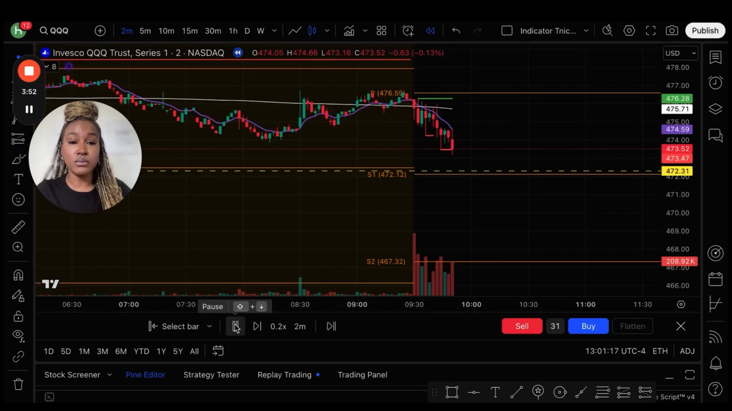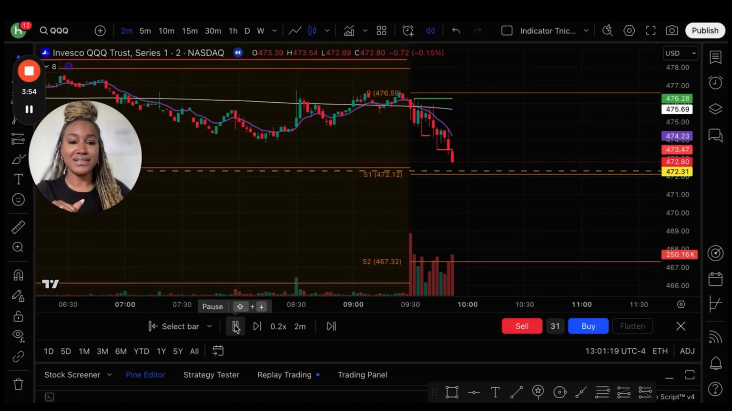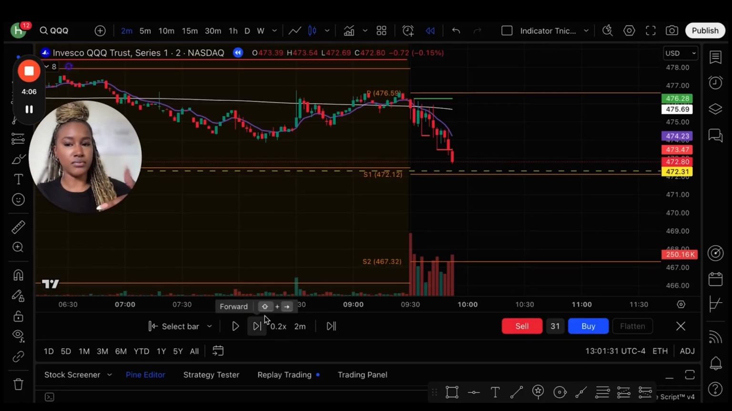So I'm looking for price to get down to my targets. This is a nice move down, nice candle down. I'm looking for it to get to these targets. Once again, those levels are there to let me know, hey, the play might bounce.